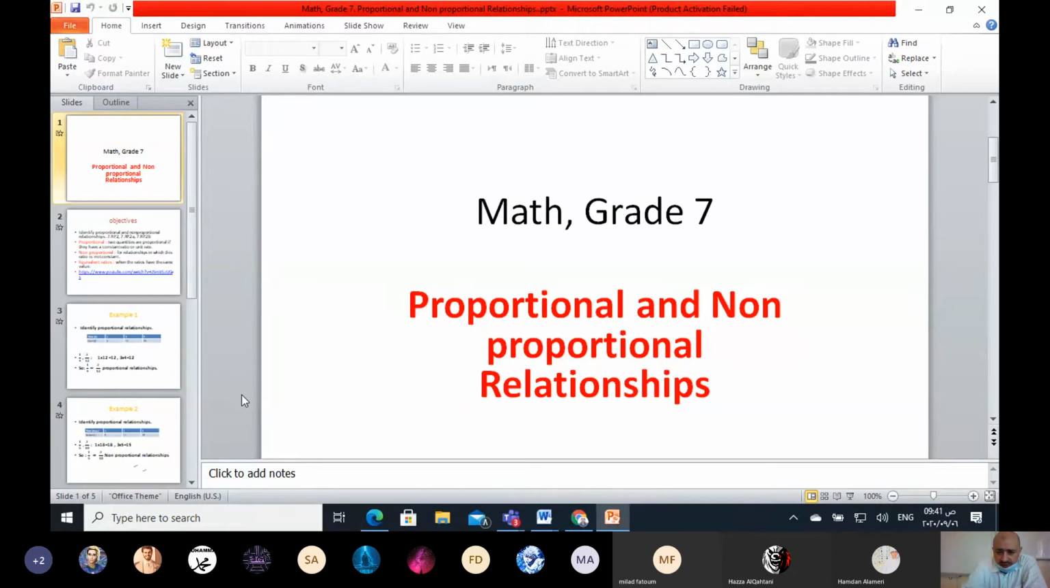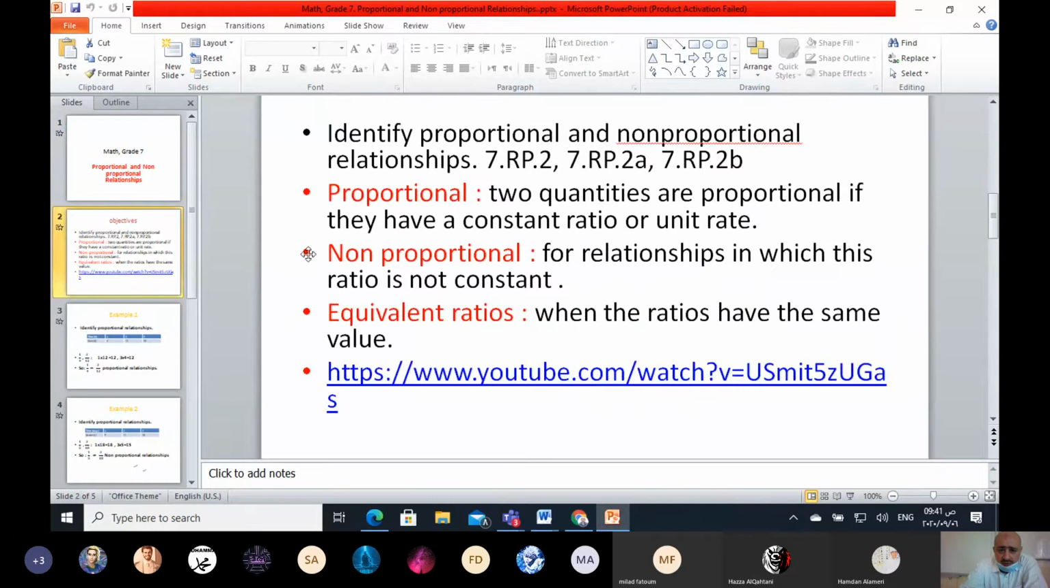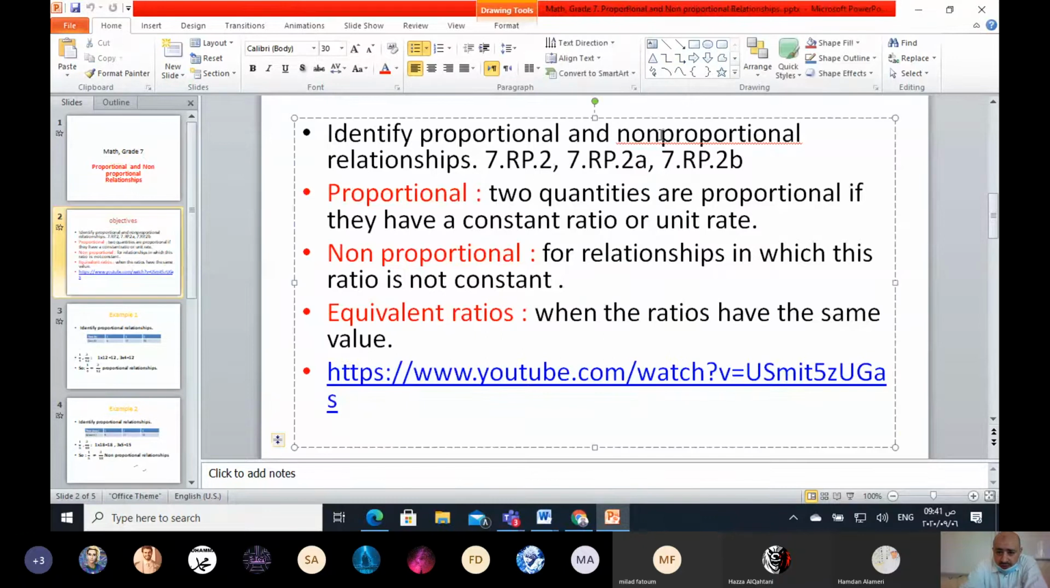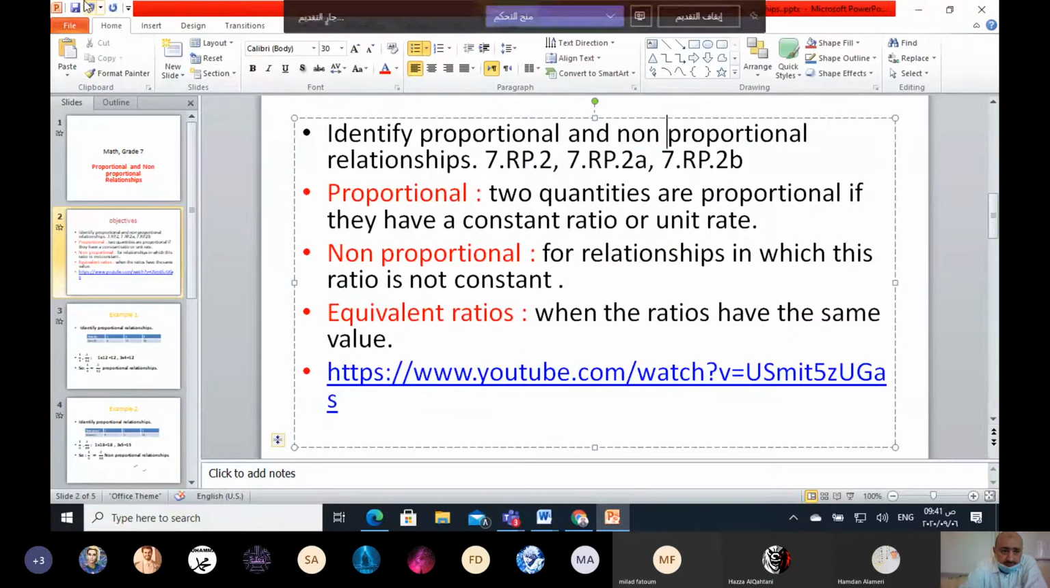Bismillah ar-Rahman ar-Rahim. Math grade 7. Today we want to learn the meaning of proportional and non-proportional relationships. What is the difference between proportional and non-proportional relationships? So we want to identify proportional and non-proportional relationships.